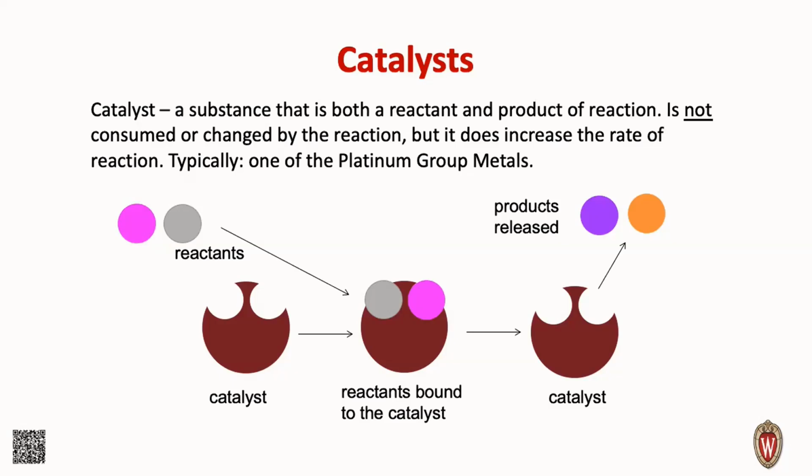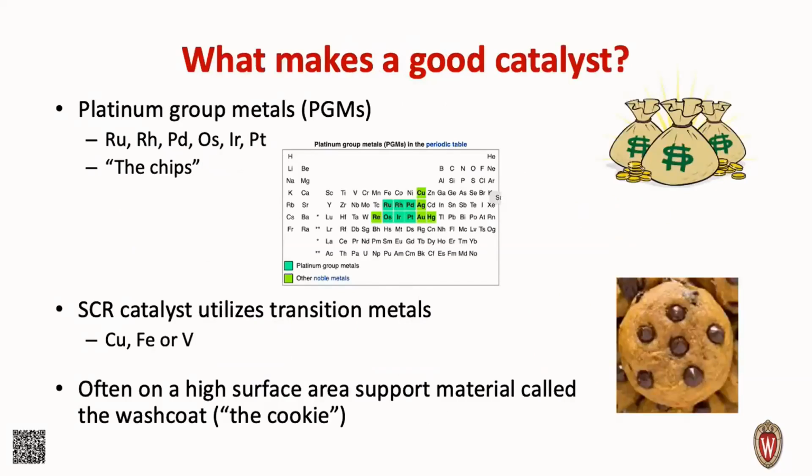Typically, a catalyst is one of the platinum group metals. So let me show you what that is. So what makes a good catalyst? These platinum group metals. So here they are on the periodic table. These are the ones in this kind of mint green color. Ruthenium, rhodium, palladium, osmium, iridium, and platinum.